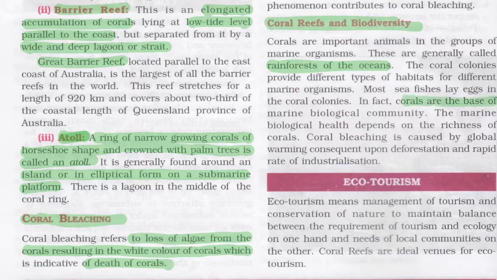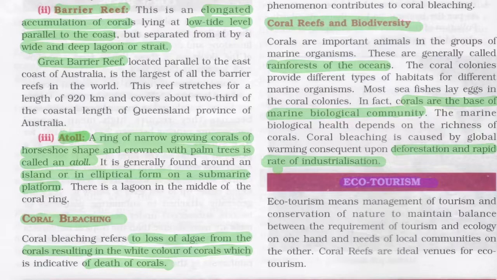Corals are the base of the marine biological community. The marine biological health depends on the richness of the coral. If there is less coral in the ocean, then we can say that the biological health is very weak. Coral bleaching is caused by global warming and is consequent upon deforestation and the rapid rate of industrialization.